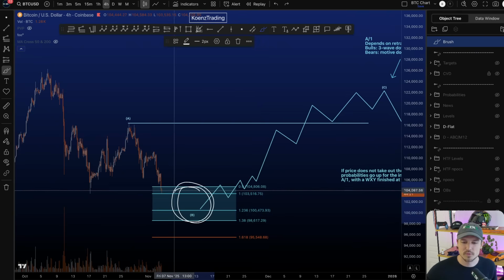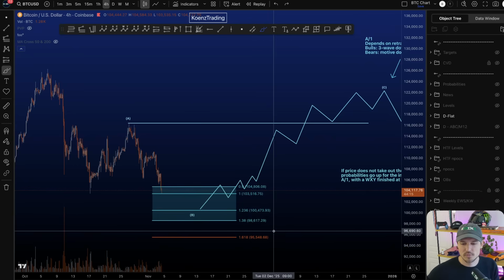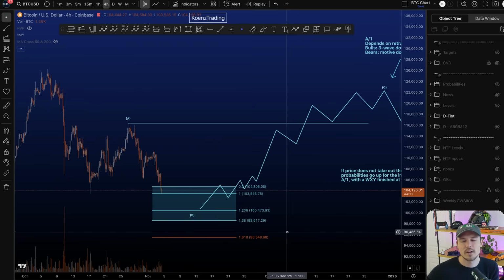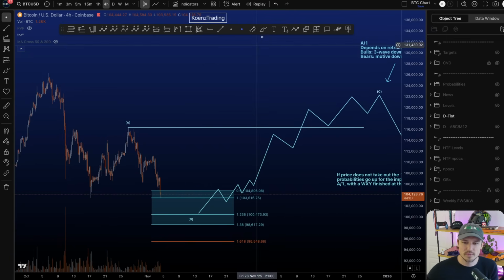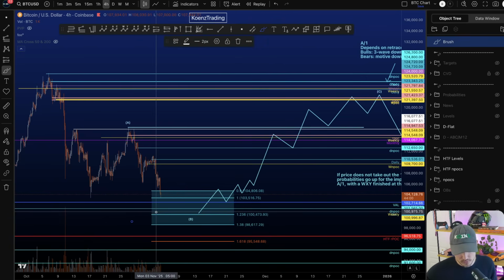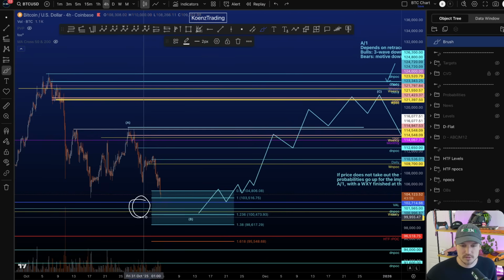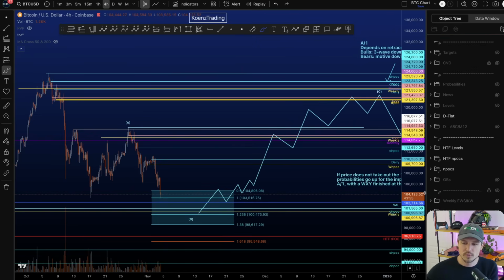Area of interest for B is touched, basically between 104.8 and 98.6. Don't want price to touch the 0.618 at 95.5, as that would significantly decrease the probabilities for wave B of a flat structure. So we want price to basically find support in this box, and we do have confluences in the box here as well. You can see the lines on my chart over here, and we want price to move towards the upside.